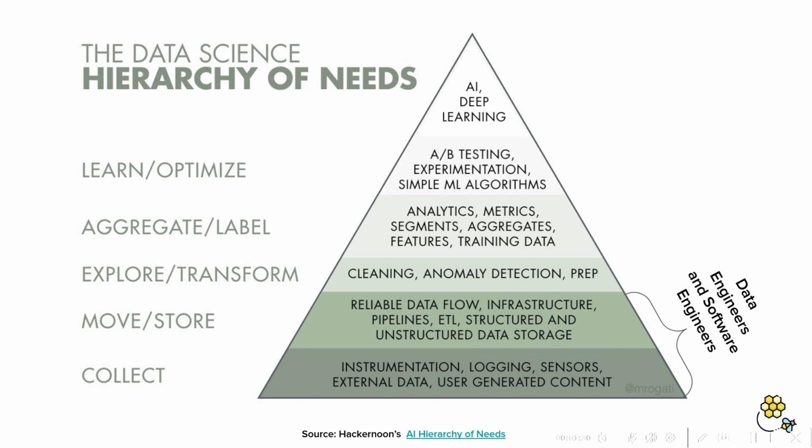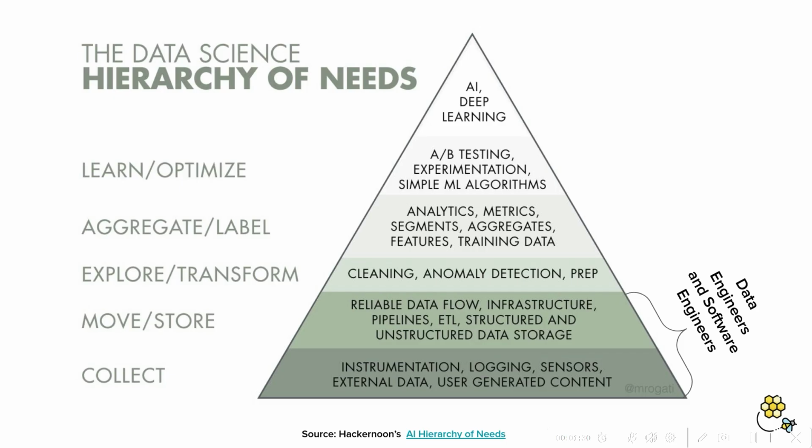The next level in the data science hierarchy of needs is exploring and transforming your data. This includes cleaning, anomaly detection, and the prep of your data. At the very base level, if you do not have clean data that is error-free and usable, it has no value to you. The exploration and transformation of your data is an important step because it allows you to quickly understand the quirks and flaws and characteristics of your data and informs you on how to transform it to be useful.